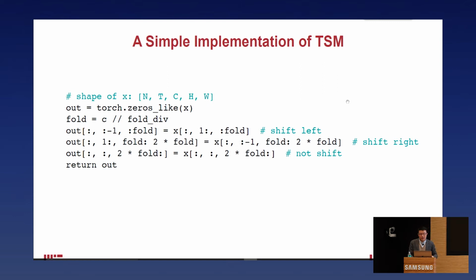So the implementation is extremely simple. With just these 5 or 6 lines of code, we are able to achieve the state-of-the-art result on both the Something-Something v1 and v2 datasets. The idea is we decide how much to shift, and then we shift part of the channels to the left, shift part of the channels to the right, and the remaining part gets unshifted.